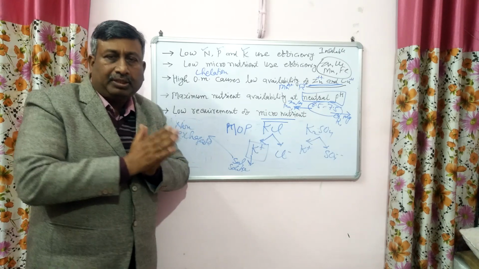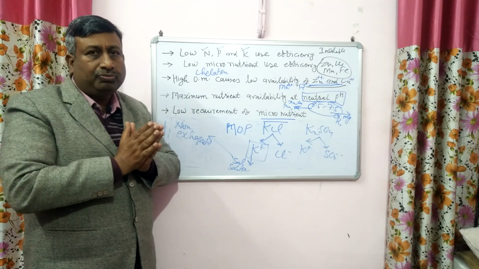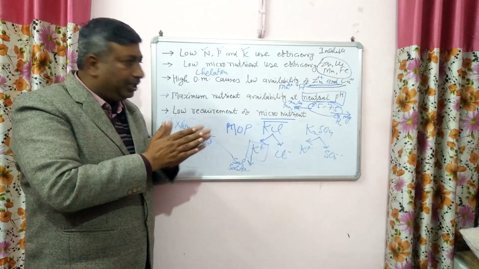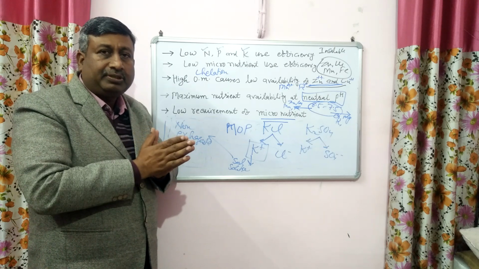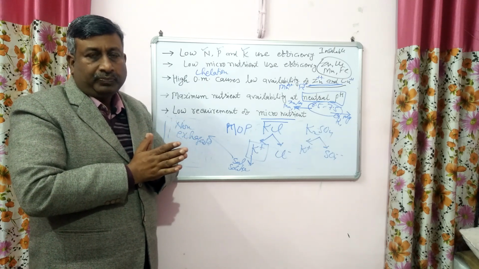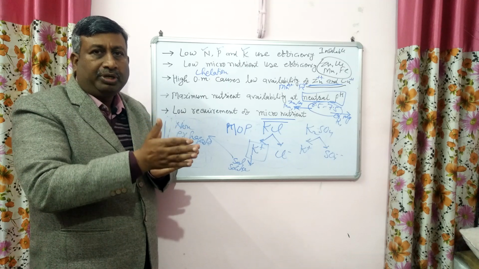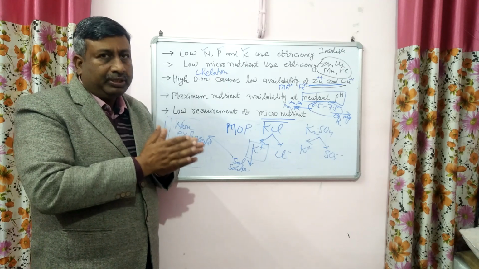ये बात हम सभी जानते हैं कि macronutrients किसको कहते हैं और micronutrients किसको कहते हैं। लेकिन क्वेश्चन ये है कि माइक्रोन्यूट्रिएंट्स की जरूरत कम क्यों है प्लांट को? Fe, Cu, Mn, Zn, बोरोन, क्लोरीन, मोलिब्डेनम, निकिल, इनकी जो जरूरत है वो कम क्यों है?